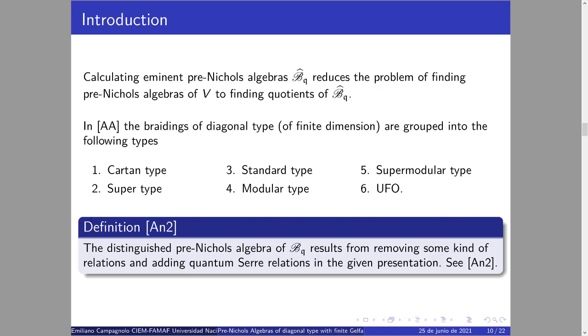We have this definition by Ivan Angiono. The distinguished pre-Nichols algebra of BQ results from removing 4 kinds of relation and adding quantum relation in the given presentation.